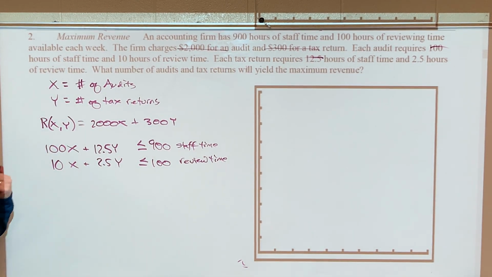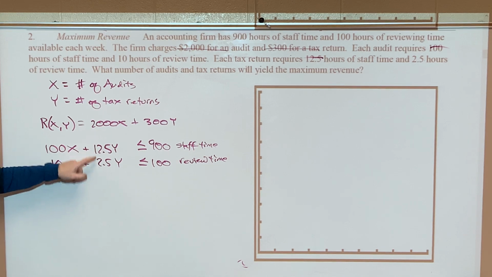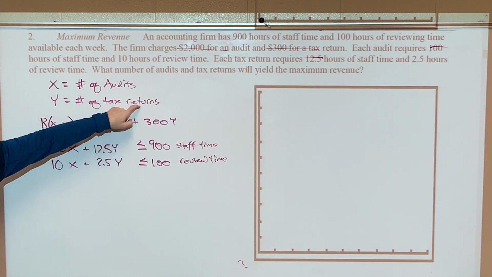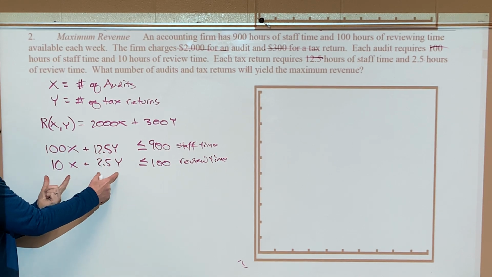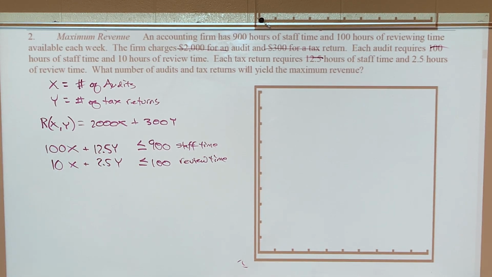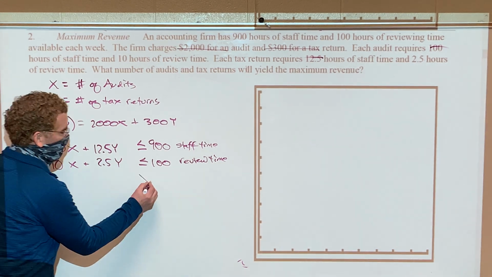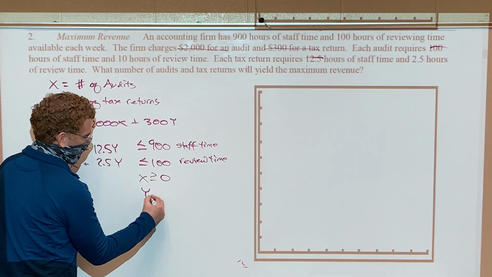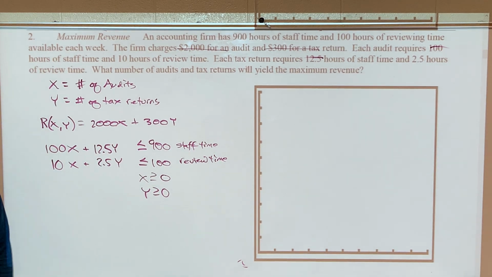You see how I'm allocating all this? So I'm putting the 100 and the 10 because that's audits. I'm putting the 12.5 and the 2.5 because that's tax returns, but I'm grouping staff time, review time. And I've got two equations. Now what else do you know about X and Y? They gotta be greater than or equal to 0, right? And I'm good to go again.